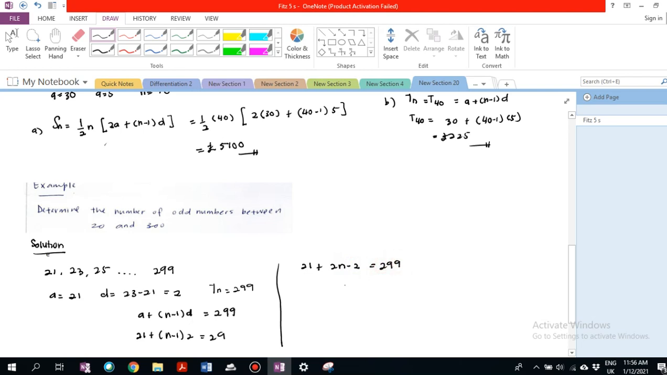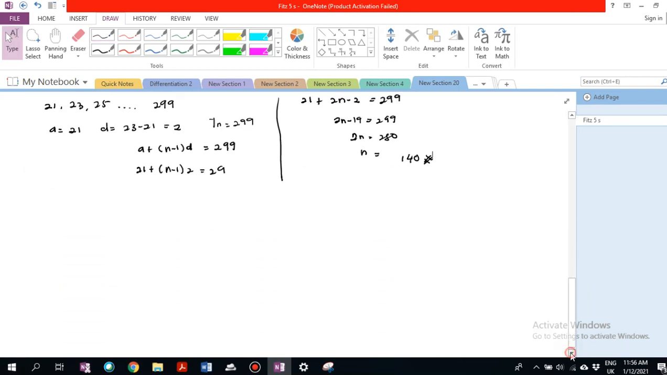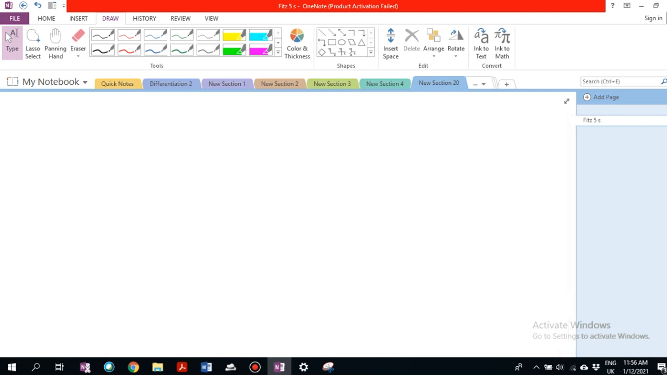Then we will get 2n plus 19 equal to 299. So you will get 2n is equal to 280, n is equal to 140. So this is an example where we want to know the amount of n, the number of odd numbers. Okay, so we go for the next example.